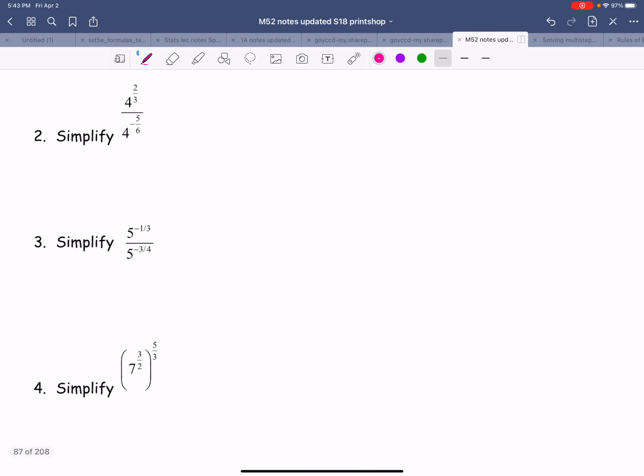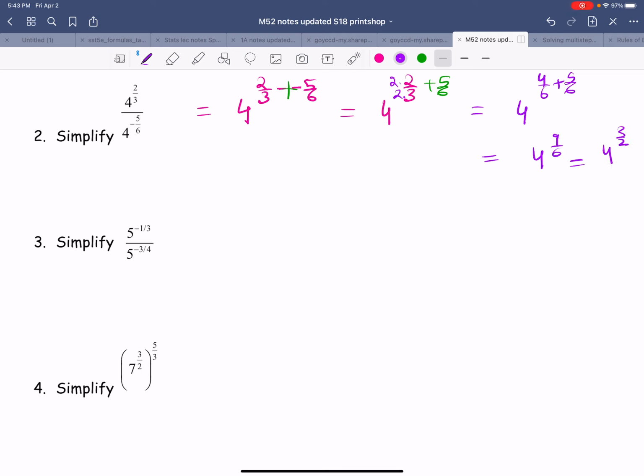Here's example number 2. Same base, different exponents, and we have a quotient. So the rule says we can subtract the exponents: 2/3 minus negative 5/6. Now, there are two negatives here. They are going to multiply and become positive: 2/3 plus 5/6. Again, we need the common denominator. So that turns out to be 4 to the power 4/6 plus 5/6, which is 4 to the power 9/6, which is 4 to the power 3/2.